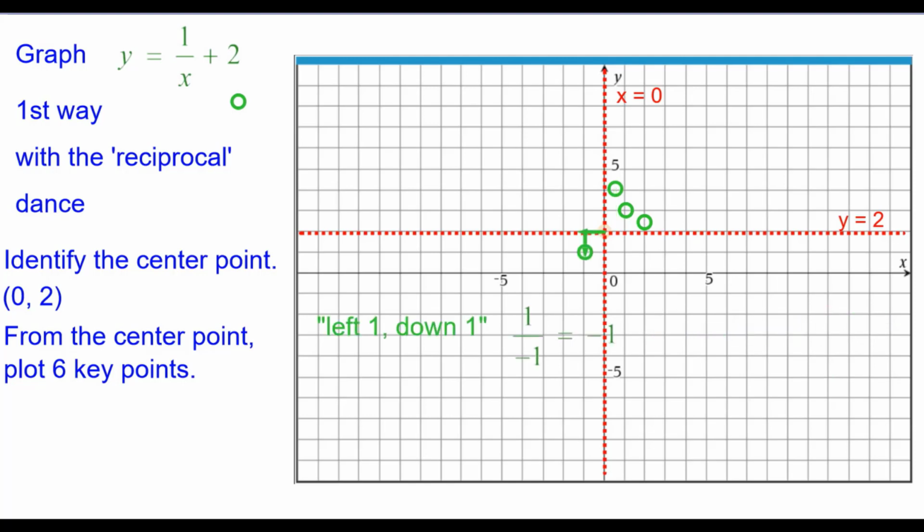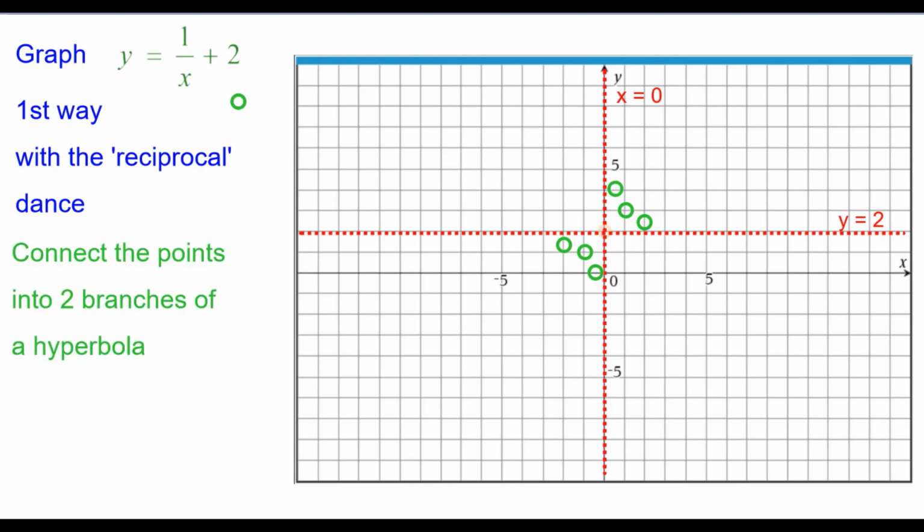Moving to the so-called new third quadrant, left 1, down 1, the reciprocal of -1 is -1. Left 2, down a half, because the reciprocal of -2 is -1/2. And left a half, down 2, because the reciprocal of -1/2 is -2. So we'll go ahead and connect those points with 2 branches of a hyperbola.